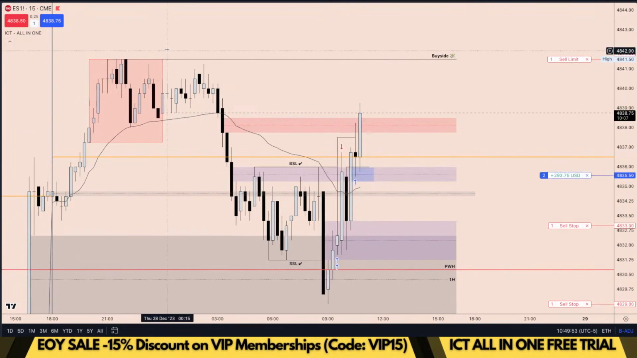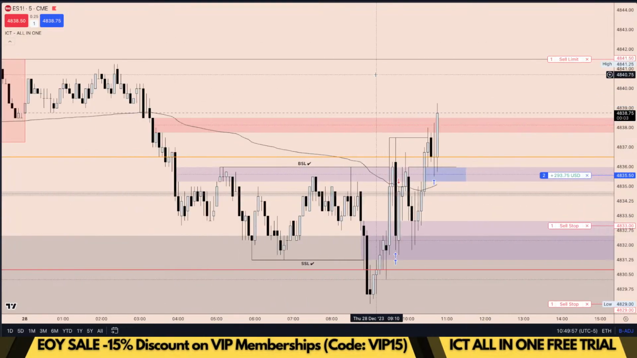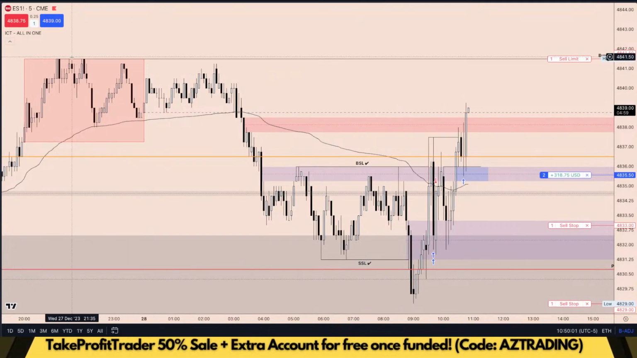I think you could call it a SilverBullet entry. We have at least what I call a SilverBullet setup. We have a strong drawn liquidity. At least that's what I assume. Of course, sometimes your drawn liquidity is simply wrong, and that's okay too.